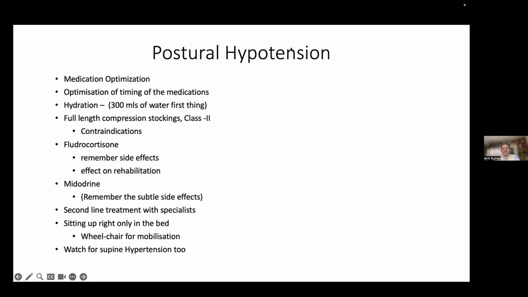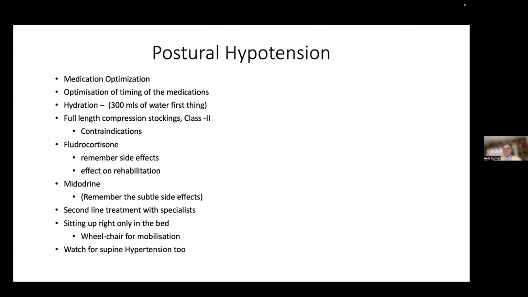I normally ask them, if it is confirmed and the patient is symptomatic with postural hypotension, that you keep a glass of water, about 300 mLs, first thing in the morning, and drink it first before you mobilize, making sure you have got somewhere to hold on to, and then mobilize. We used to give compression stockings in the form of TED stockings that were available, grade 2, class 2, but we didn't find much benefit. Now we have changed our practice to full length compression stockings. So it comes like jeans up to the groin level, and it is very helpful and useful.